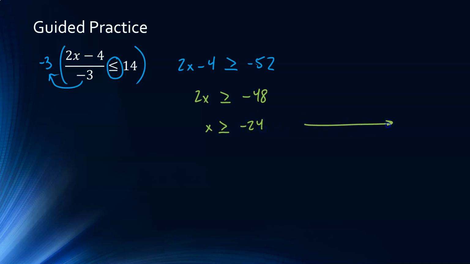So again, we're saying that on a number line, if this is negative 24, our values are greater than or equal to negative 24. So we'd have a bracket at negative 24 saying that it's everything to the right. So it would go on towards infinity.